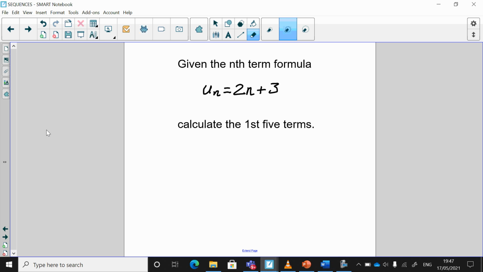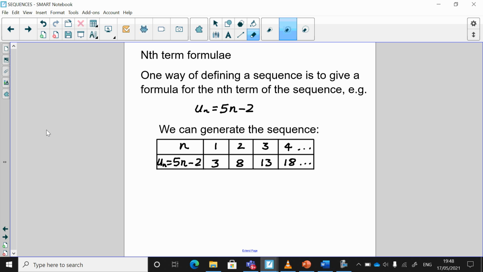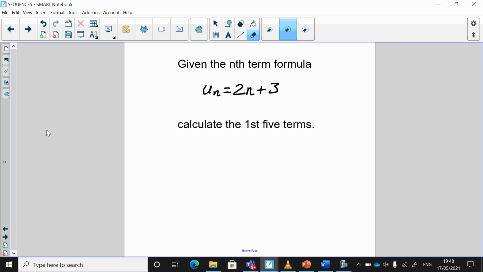Right, here we go. Just giving you another formula here. And this time, they're just asking for the first 5 terms. You can do what I did previously and use a table for this, or I'm just going to show you the full-blown version of how I get the values. So, the first 5 terms.